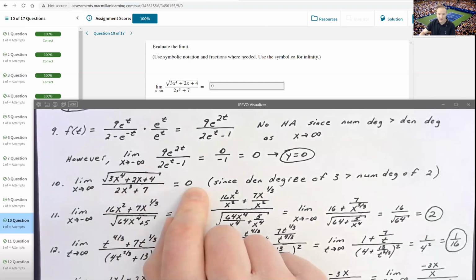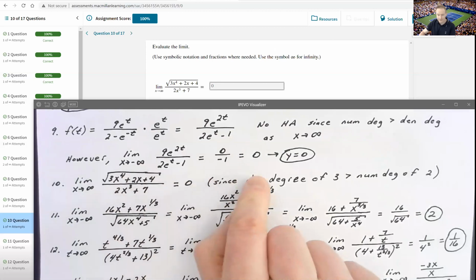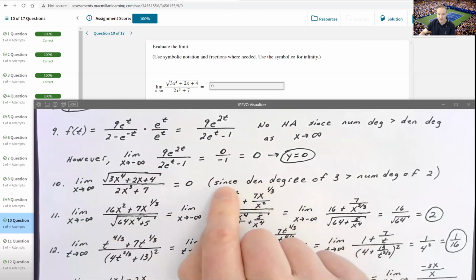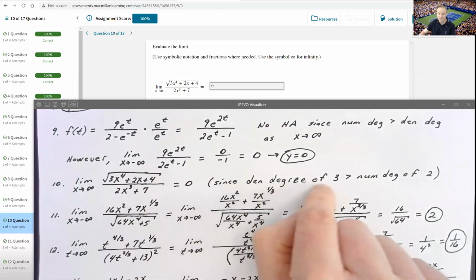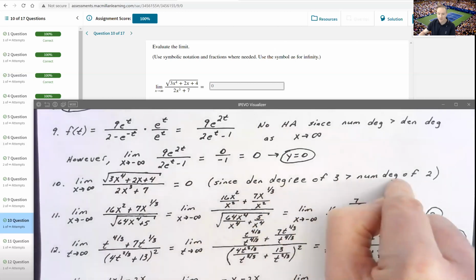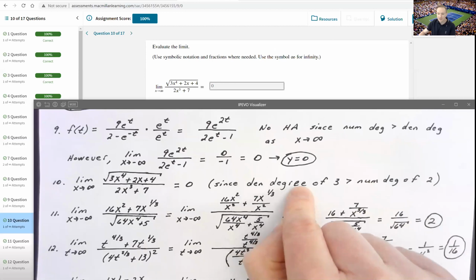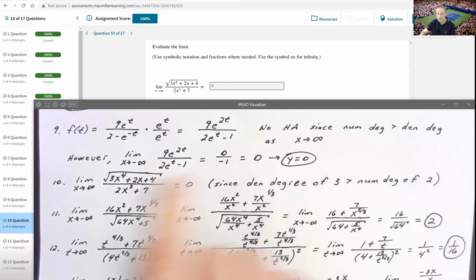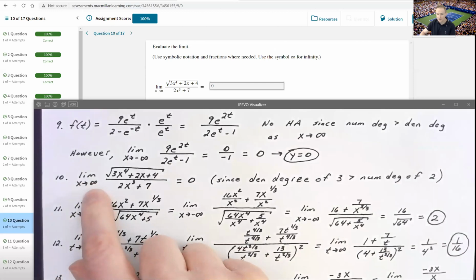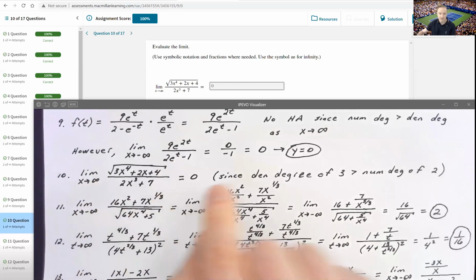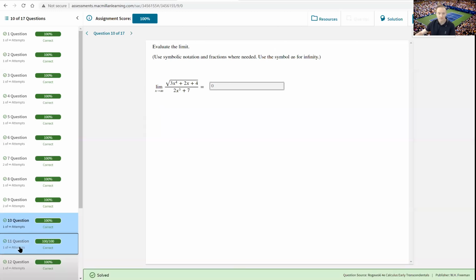And again, if you're saying, but why? Since the denominator degree of 3 is greater than the numerator degree of 2, every single time the degree of the denominator exceeds that of the numerator, if you've got a limit going to infinity, then your fraction's going to 0 every single time. No work to show.